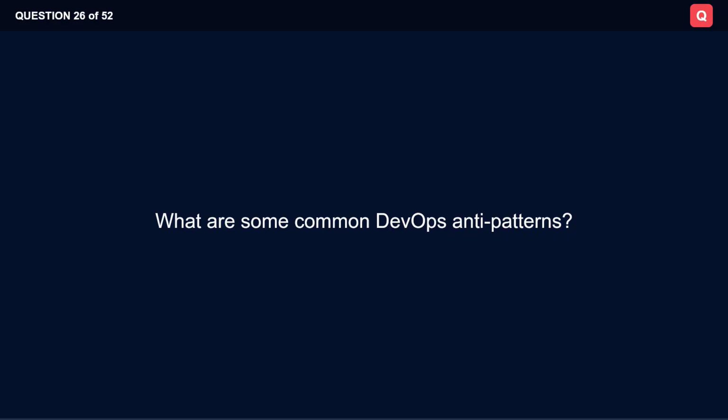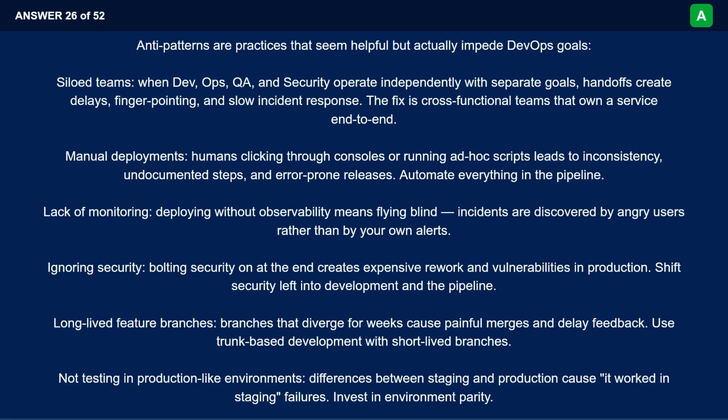What are some common DevOps anti-patterns? Anti-patterns are practices that seem helpful but actually impede DevOps goals. Siloed teams. When Dev, Ops, QA, and security operate independently with separate goals, handoffs create delays, finger-pointing, and slow incident response. The fix is cross-functional teams that own a service end-to-end. Manual deployments. Humans clicking through consoles or running ad hoc scripts leads to inconsistency, undocumented steps, and error-prone releases. Automate everything in the pipeline.